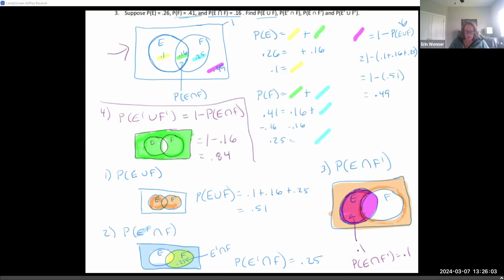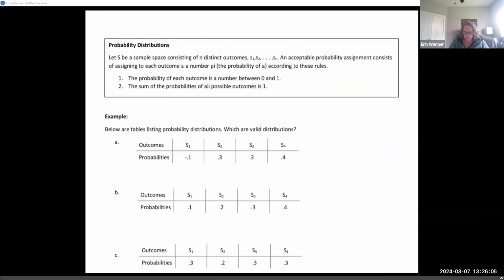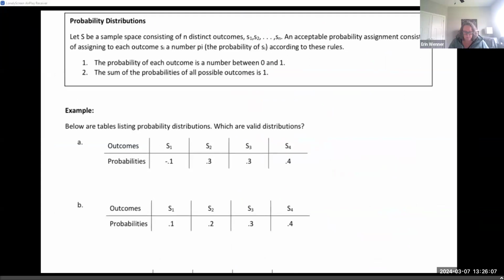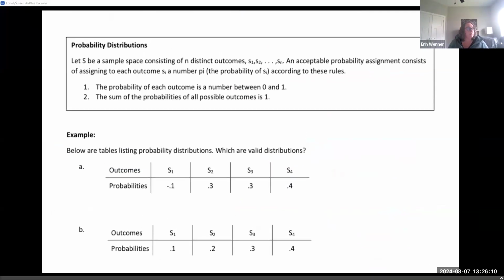I know we're almost at our time. I keep doing this. I always want to teach too much. I apologize. I just really quickly want to talk about probability distributions because this does come up on your homework.